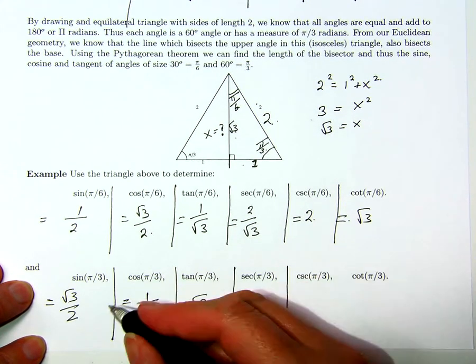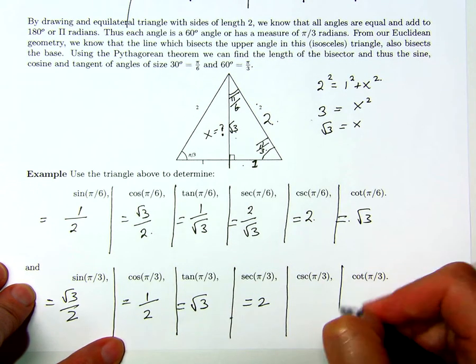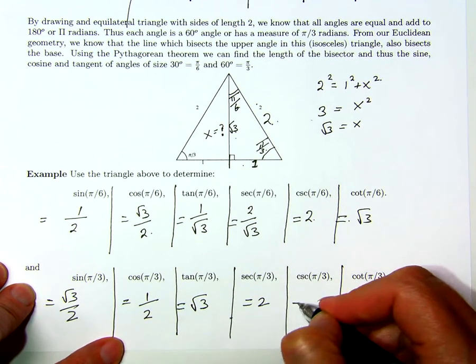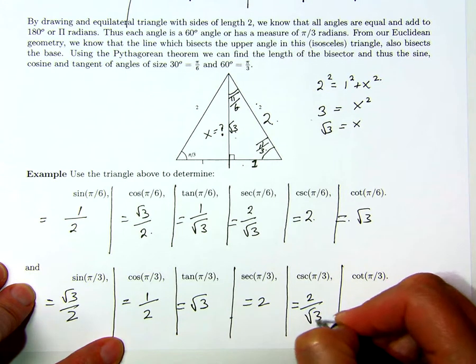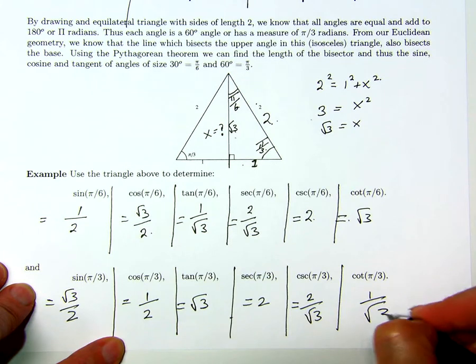Secant is 1 over cosine, so that's 2. Cosecant is 1 over sine, so that's 2 over the square root of 3. And its cotangent is 1 over tangent, so that's 1 over the square root of 3.